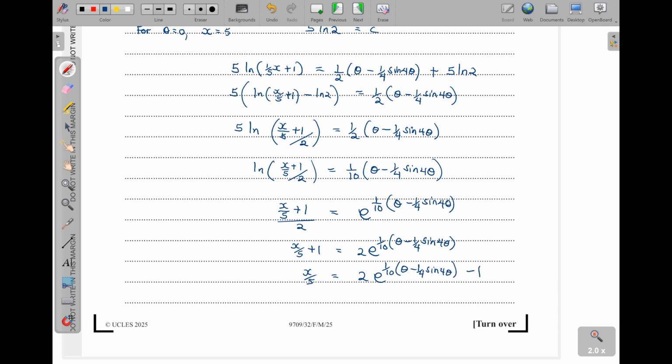Now multiply all through by 5. That means this one will become 10. Then e power 1 over 10 theta minus 1 over 4 sine 4 theta, and then this minus 1 times 5, so it will be minus 5. Or you would do like this and then you put the 5 there, no problem, it's all the same. So this is my answer here.